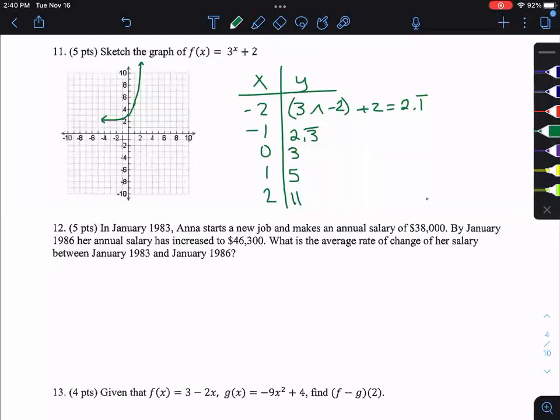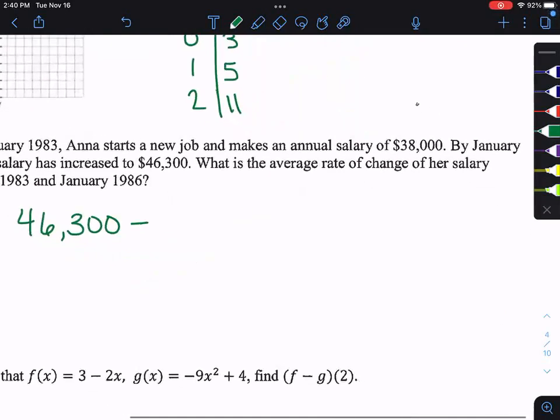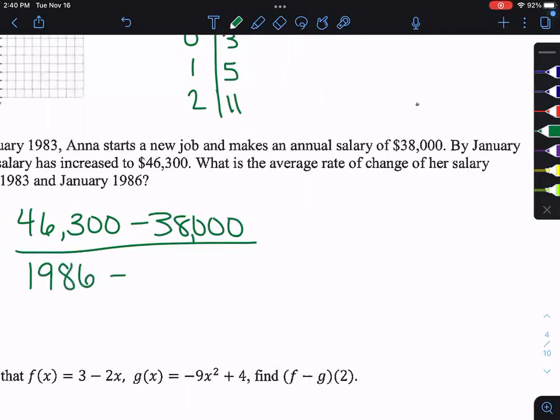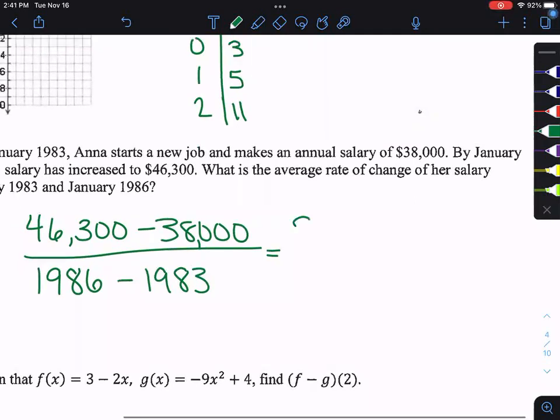So we're going to take her new salary minus her old salary. So $46,300 minus our old salary, $38,000, divided by the current year, 1986, minus when she started, 1983. You're finding the change in her income divided by the change in time. So some students will do this in their calculators without even thinking about it. So her salary has gone up by $8,300 and 3 years have passed.